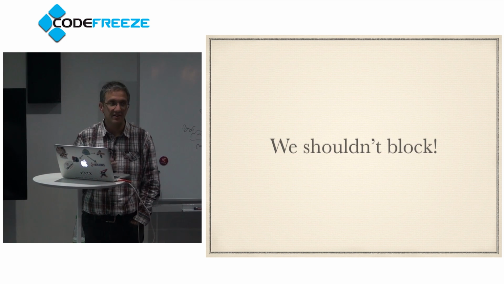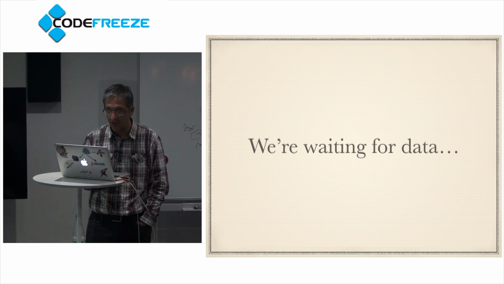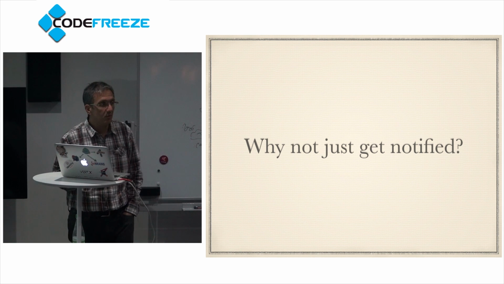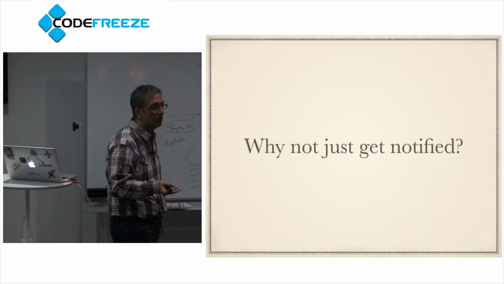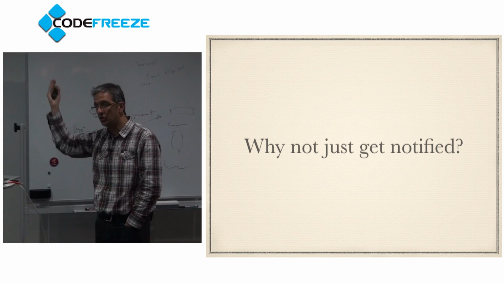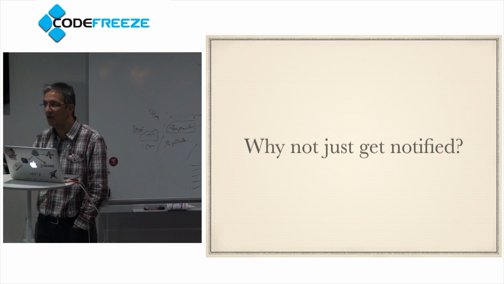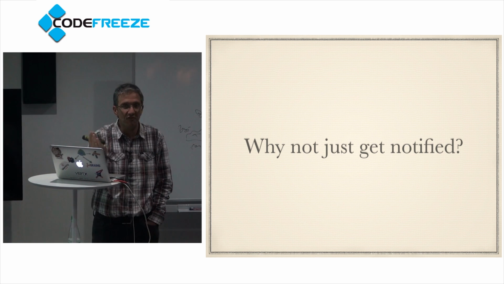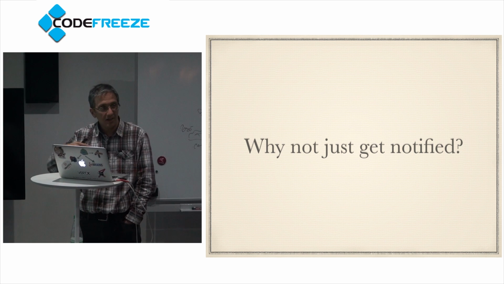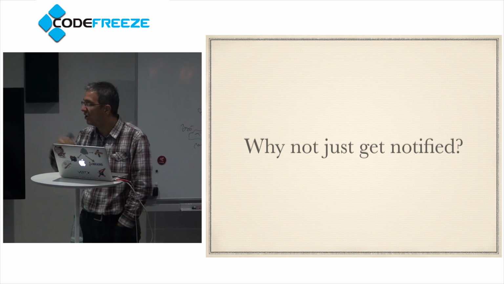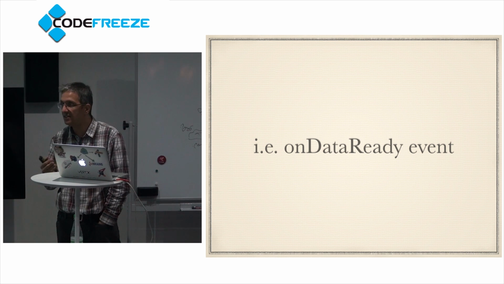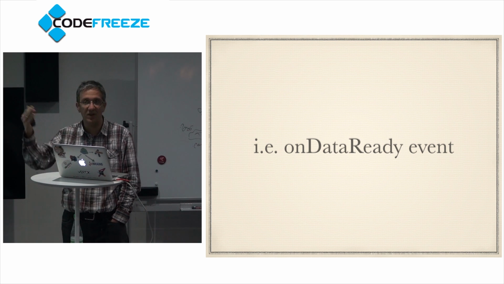But we shouldn't block. That's what asynchronous programming tells us. But we're blocking because we're waiting for data. So why not just get notified when data is available, as opposed to block? Why not just have someone say to me, hey, data's available, do something with it? We're all accustomed to this. If you've ever done any kind of WinForm programming or any kind of programming, it's called on-click, right? On data changed, on Dropbox change, on whatever. It's just events. On data ready event.